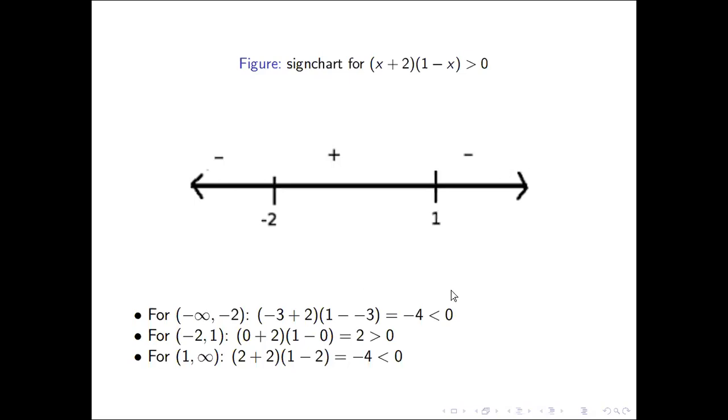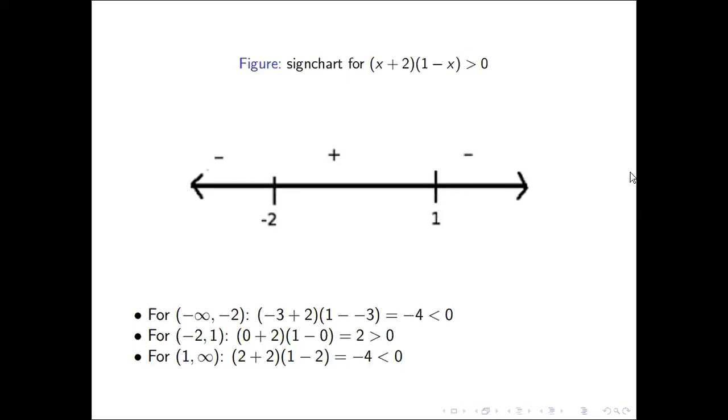So what does the sign chart tell you? It tells you at a glance what the sign of the function is on those subintervals. So that means the function here, f of x, which we denoted by f a while ago, is negative throughout the interval negative infinity, negative 2. And similarly, positive throughout negative 2, 1, negative throughout 1, infinity.